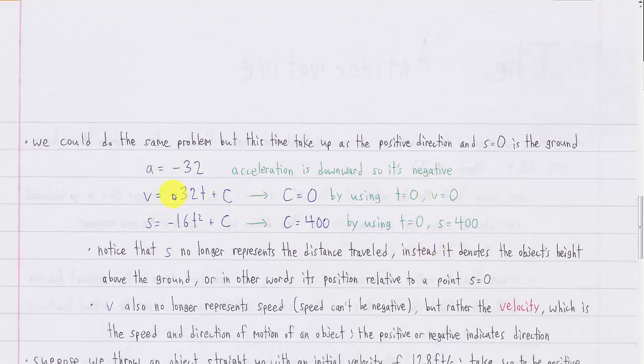And also, v no longer represents speed, because you can't have a negative speed. But this is something called the velocity. Velocity is like speed, but with a direction. So the velocity can tell you which direction I'm going and how fast I'm going. And the direction component of the velocity is given by the positive or negative sign. So if velocity is negative 32, that means I'm going 32 feet per second downwards. If it's positive 32, that means I'm going 32 feet per second upwards.